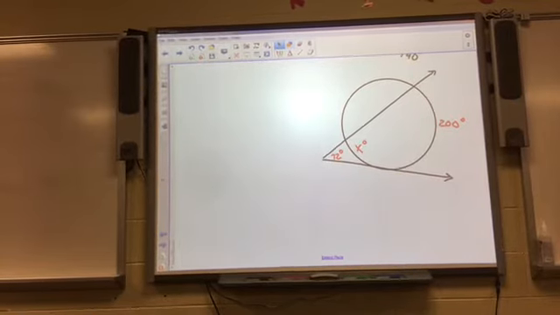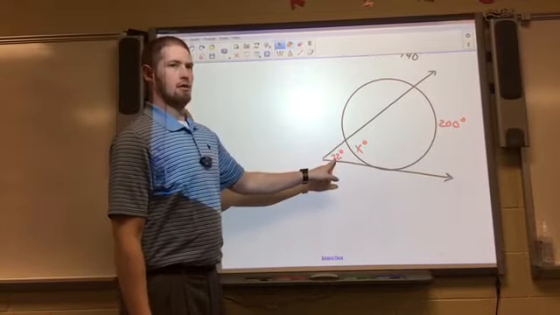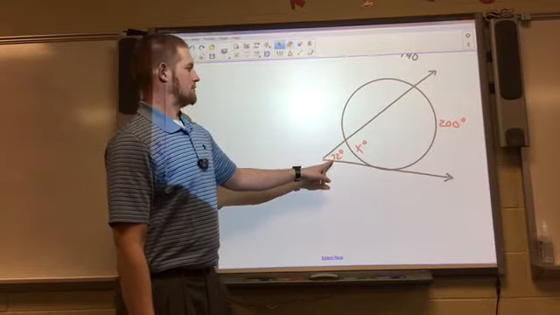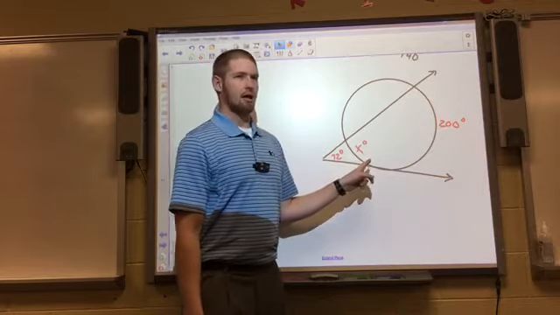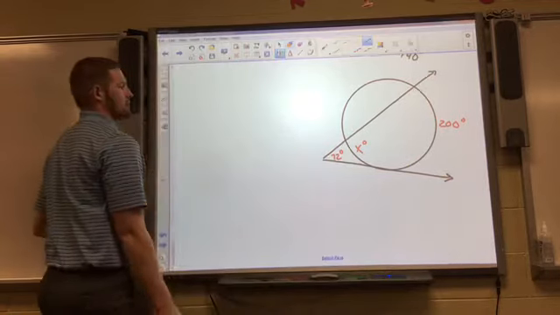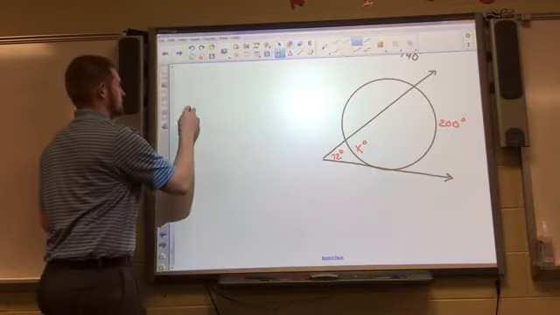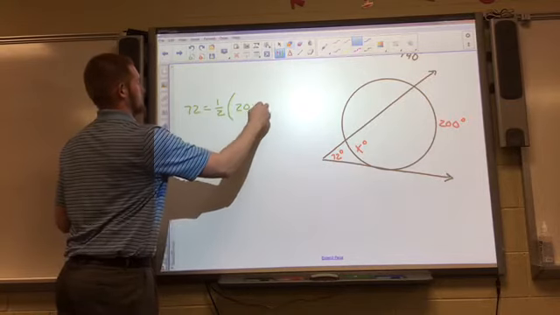This one's a little bit harder. We do know that this angle is what? Well, it's also half of 200 minus x. Okay, probably not going to be super easy to plug in your head. So you might want your equation. So 72 equals 1/2, like we already said, 200 minus x.